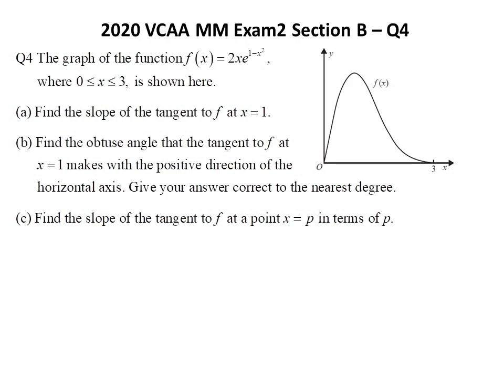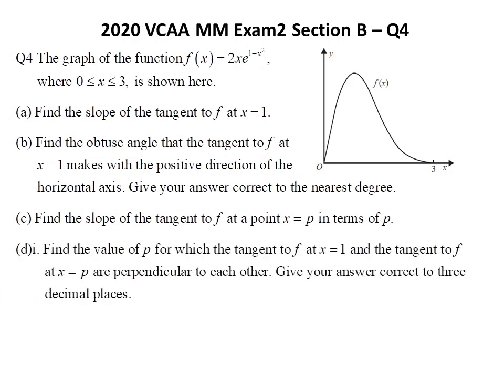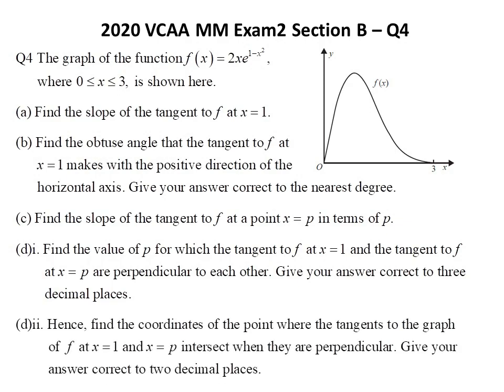Part C is to find the slope of the tangent to f of x at x equals p in terms of p. There are 2 subparts in Part D. Subpart 1 is to find the value of p for which the tangent to the f of x at x equals 1 and the tangent to f of x at x equals p are perpendicular to each other. Subpart 2 is to find the coordinates of the point where the tangent to the graph of f of x at x equals 1 and x equals p intersect when they are perpendicular.